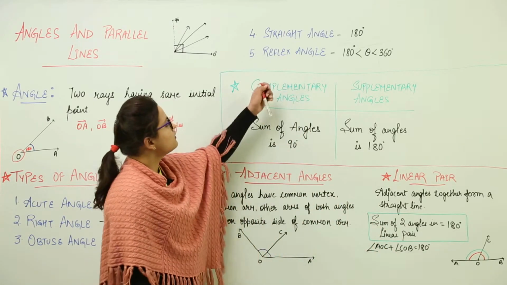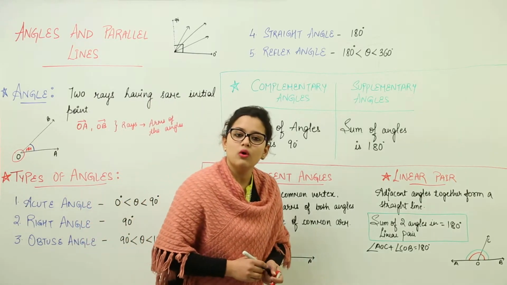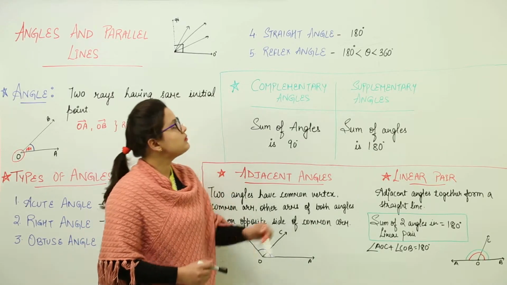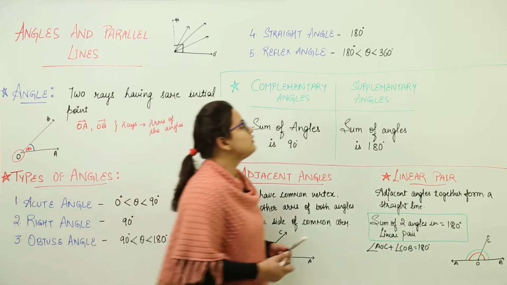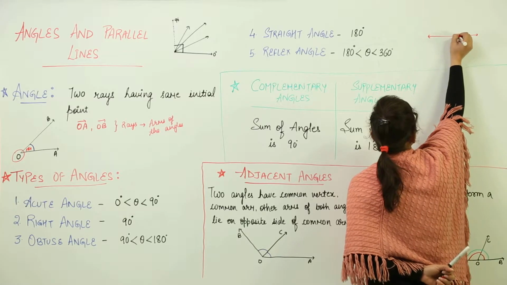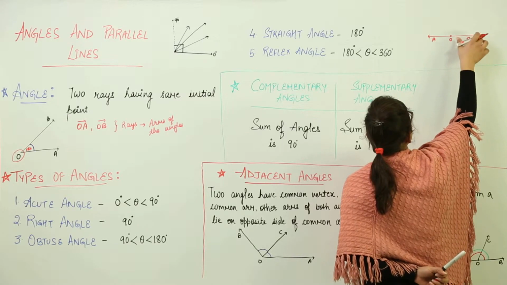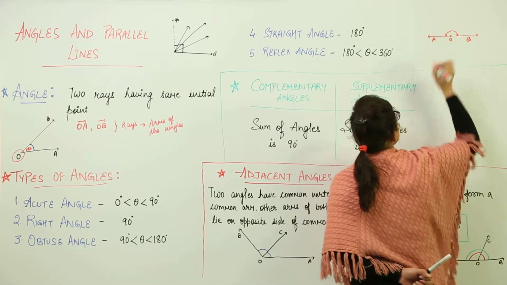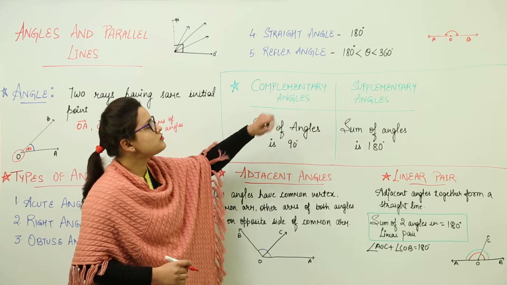Whereas in the next one we have the straight angle. What will the angle be called if its measurement is 180 degrees? If the angle has a measurement of 180, it will be termed a straight angle, right? And you know how a straight angle is represented? By a straight line only, because if you want to represent the angle made by rays OA and OB, it is going to be this, and this forms 180 degrees. So we represent a straight angle by making a straight line.